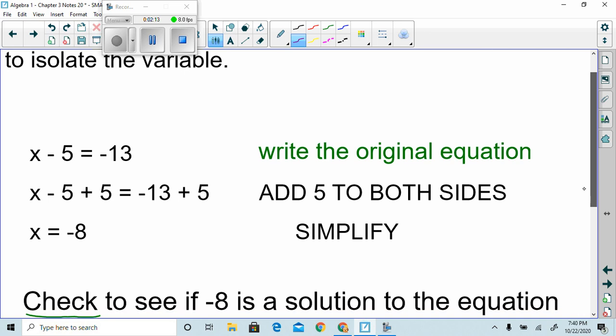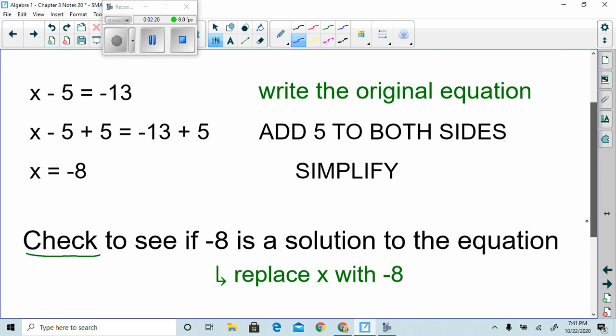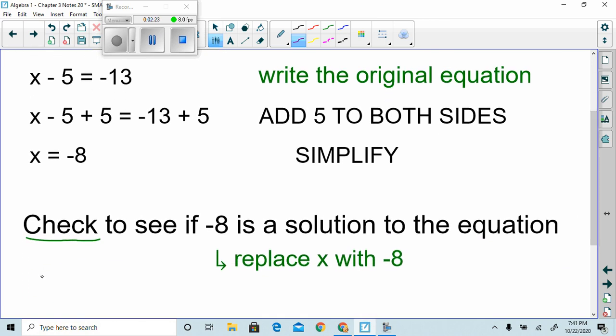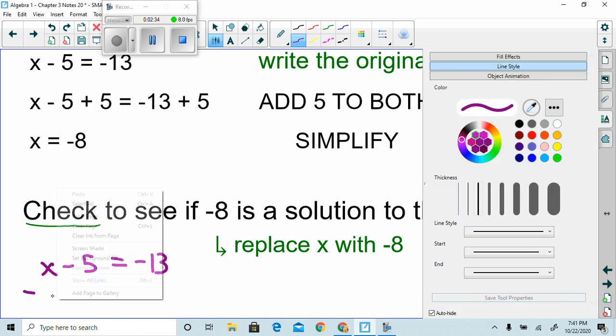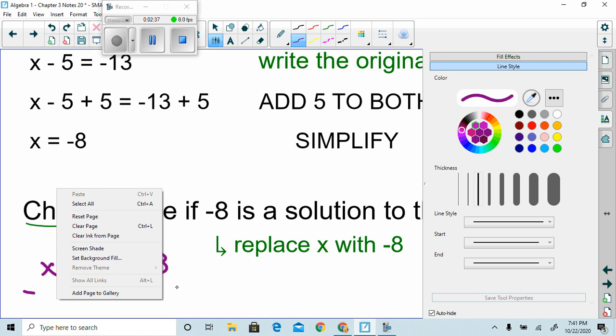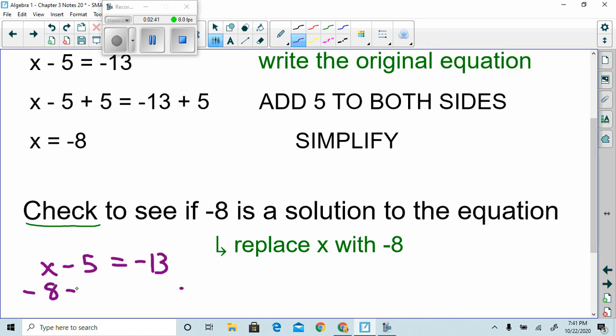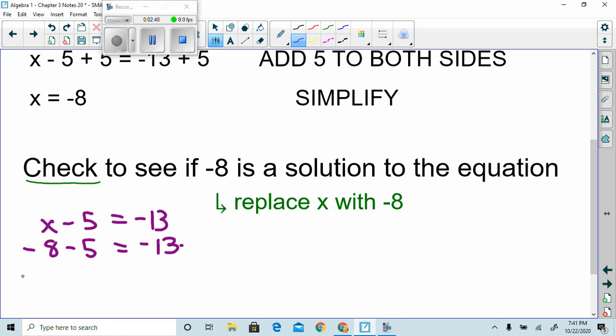I never want to draw the conclusion that negative 8 is the solution unless I go ahead and do some checking. So I'm going to replace x with negative 8 in my original equation. I'll start by writing x - 5 = -13. I'm now going to replace x with negative 8. Negative 8 minus 5, does that equal negative 13? Well, let's see. Subtraction tells us to add the opposite. We just spent a lot of time on that topic. And we see that when we have the same signs, we go ahead and add, and we see the two sides check. We were successful.